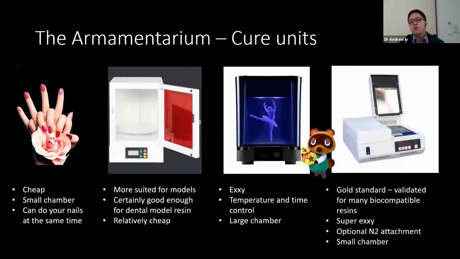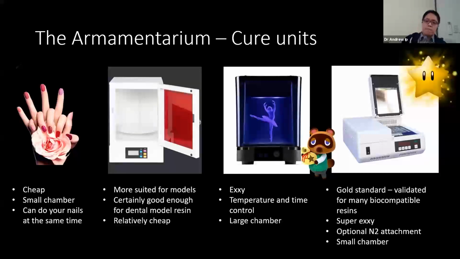For my biocompatible units, though, I use the Auto Flash. Now, this is a very expensive unit. With the nitrogen attachment, I think it's around $4,800 or something like that. It is quite expensive, but if you are considering biocompatible resins, this is probably your gold standard.